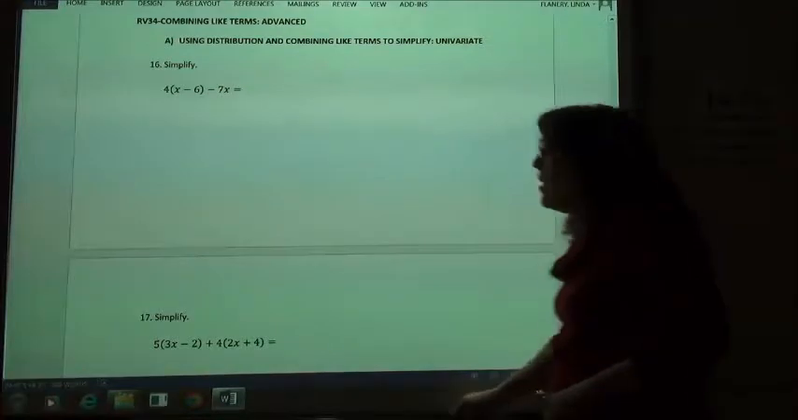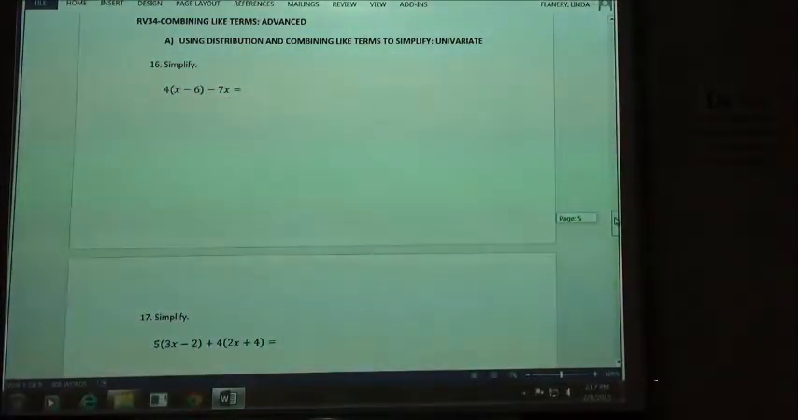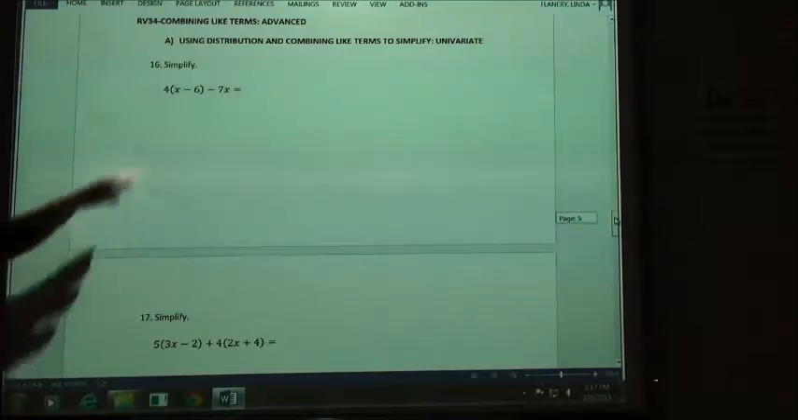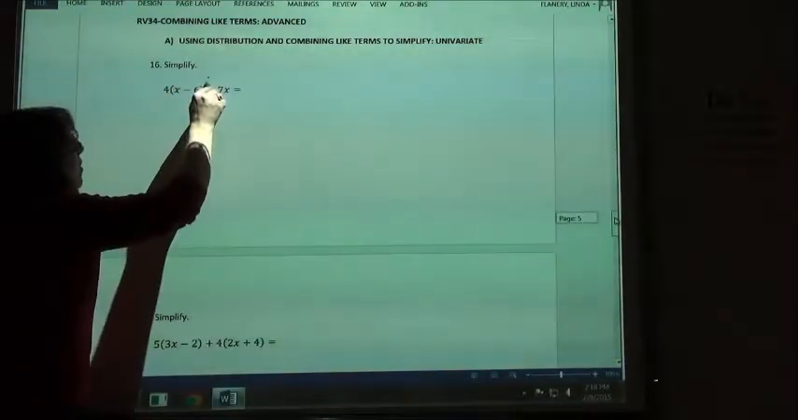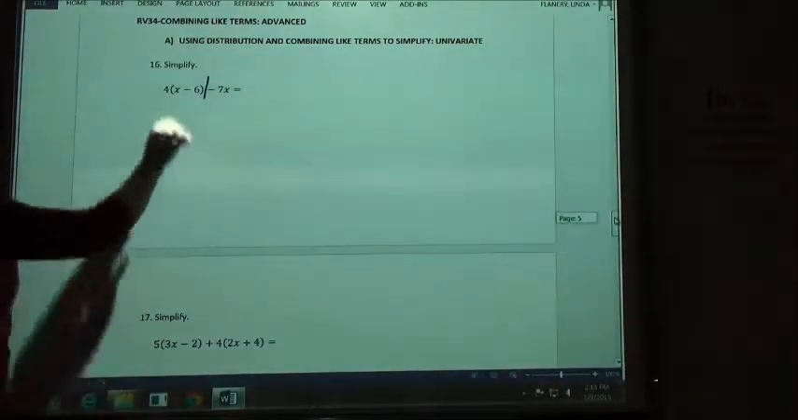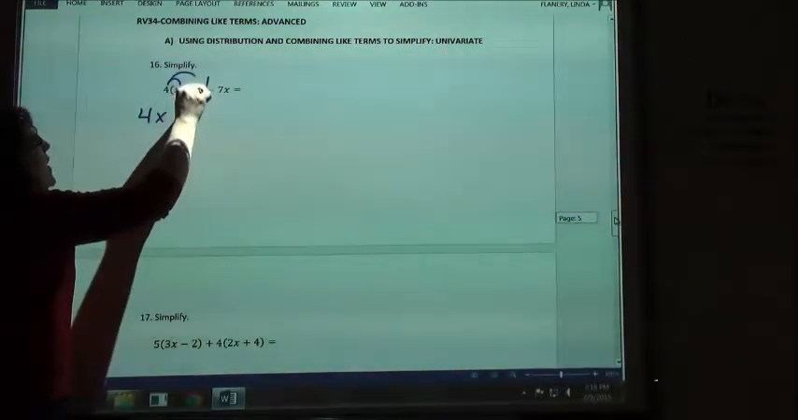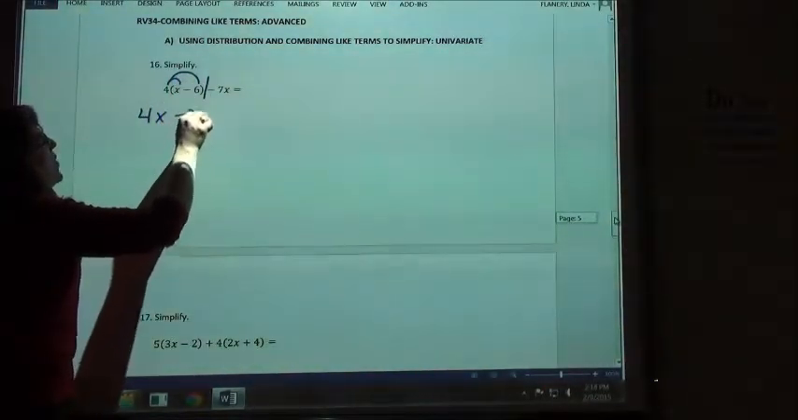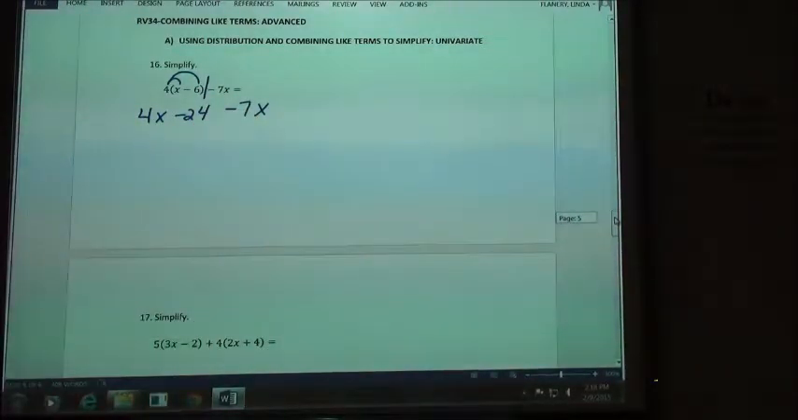Number 16, we are going to simplify using the distributive property and combining like terms. So in this case, getting rid of my parentheses first. I'm just going this far because the parentheses are only around the x minus 6. So I'm taking 4 times x, which is 4x, 4 times a minus 6, which is minus 24. This minus 7x is just going to come down behind that expression. It's not in the parentheses, so it's not multiplied by that 4.